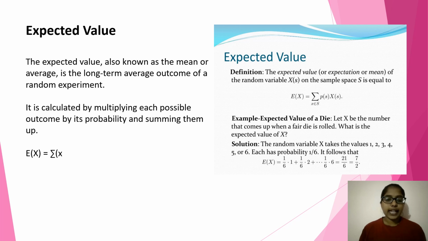Expected value. The expected value, also known as the mean or average, is the long-term average outcome of a random experiment. It is calculated by multiplying each possible outcome by its probability and summing them up.